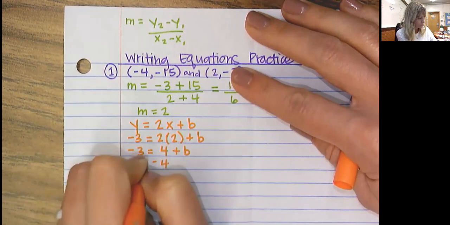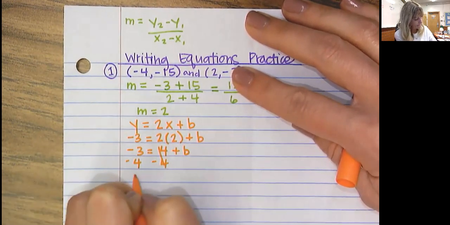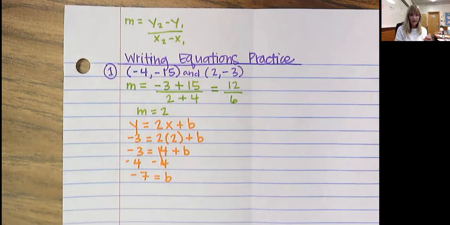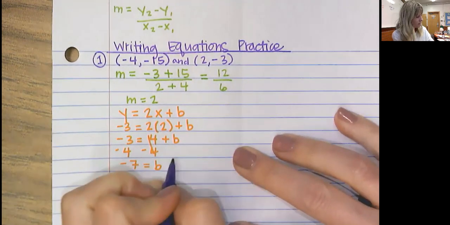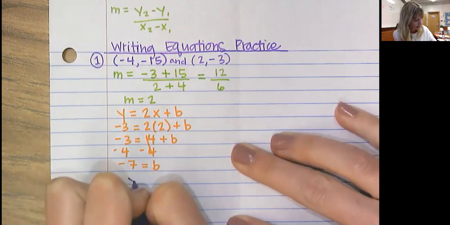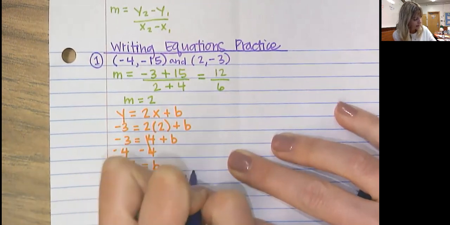-4 minus 4, and we just got 4, 5, 6, 7, -7 equals b. And now I am ready to finally finish my equation. I'm going to write it over here just so I don't take up an extra line, but you can write it beneath if you want. I'm going to write it down here. Y equals 2x minus 7.